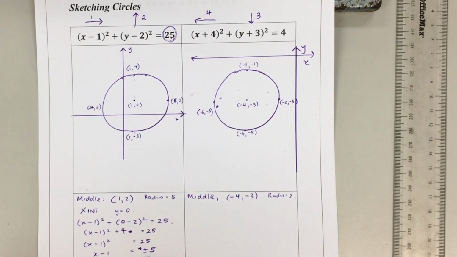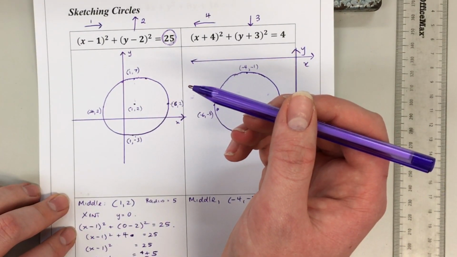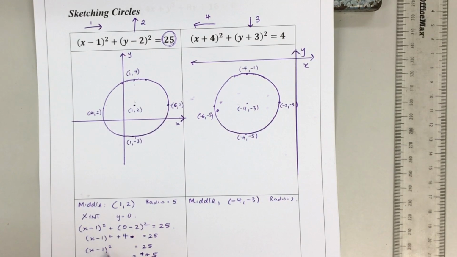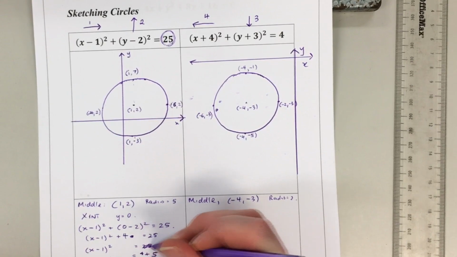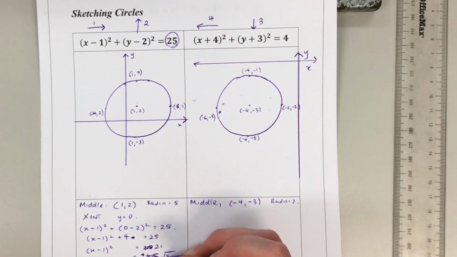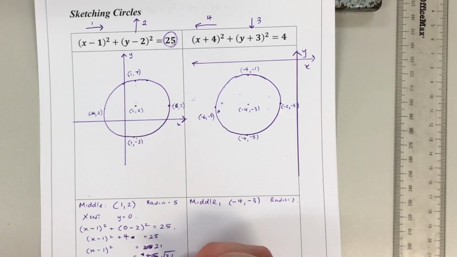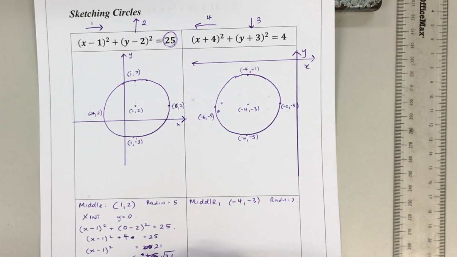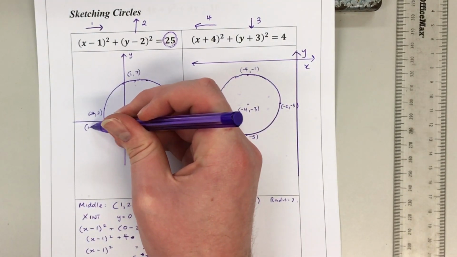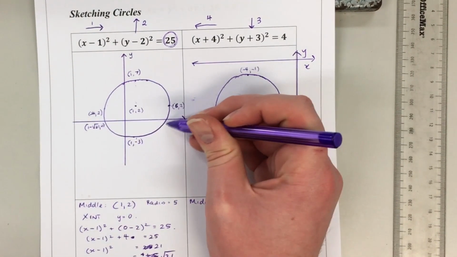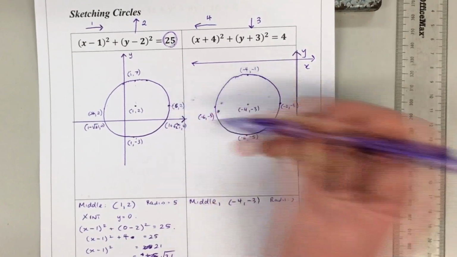Hang on. That can't be... something in my calculation here. Oh, because I forgot to minus 4 on both sides. It's 21. Knew that was too easy. Square root of 21. So 1 plus or minus the square root of 21. That's better. So the x-intercepts are going to be at 1 minus the square root of 21, 0, and 1 plus the square root of 21, 0. So that will be here, and there.